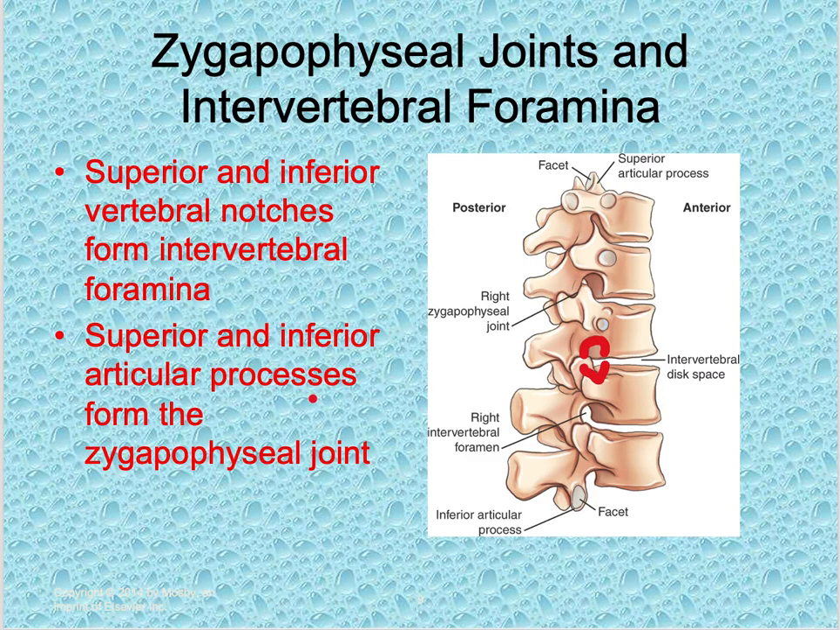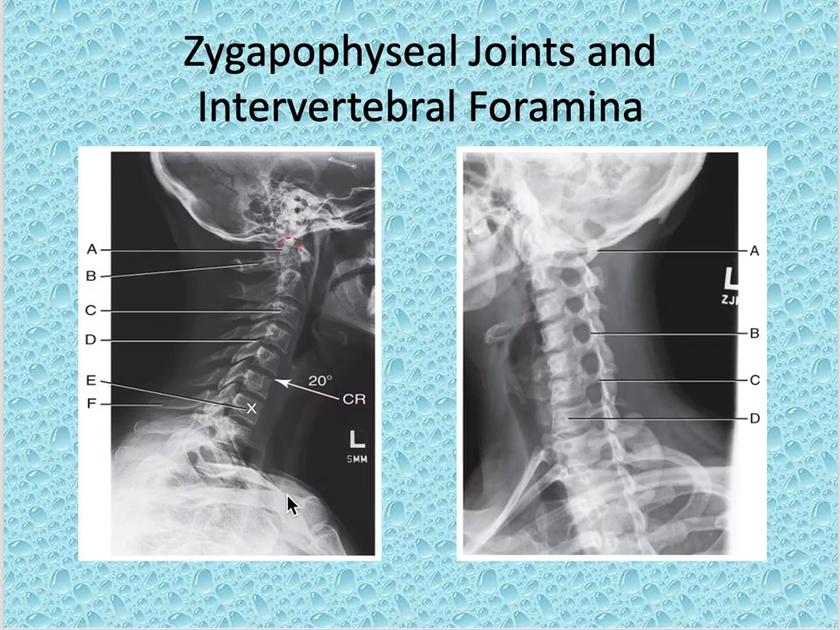Superior and inferior articular processes. So we have the superior articular process, we have the inferior articular process. When that superior and inferior come together, we create a zygapophyseal joint, okay? So the superior and inferior articular processes form the zygapophyseal joint. This is review. Use these images to review your anatomy.